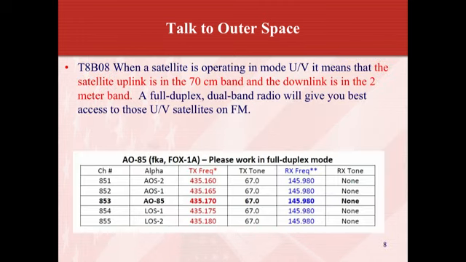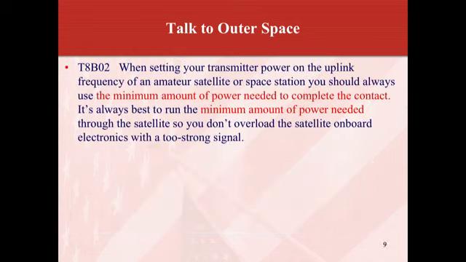When a satellite is operating in UV mode, meaning UHF, VHF, it means that the satellite uplink is on the 70 centimeter band, 440 megahertz, and the downlink is the 2 meter band. A full duplex dual band radio will give you the best access to those UV satellites on FM. SO-59 is not on there, but SO-59 is a nice one to hit. It doesn't pass over too often.